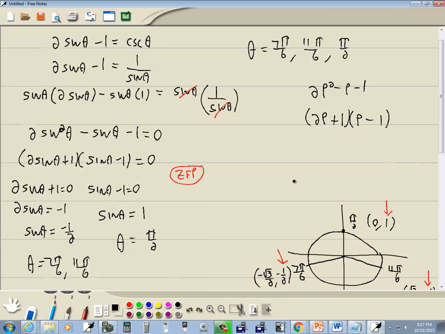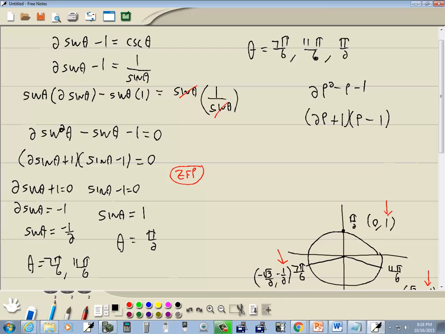We need to plug those back into the original problem and make sure that they check. You can change things into different trig functions, but it's always a good idea to check to make sure it doesn't cause anything to be undefined. 7 pi over 6: sine of 7 pi over 6 is negative 1/2. 2 times negative 1/2 is negative 1, minus 1 is negative 2. And if I put 7 pi over 6 in over here, then cosecant of 7 pi over 6 would be 1 over y, so that'd be 1 over negative 1/2, which is negative 2. So that checks.